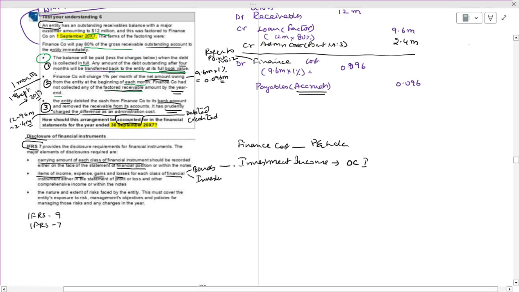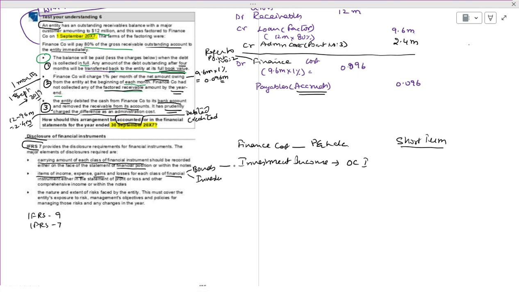Yesterday I told you which one we show in the profit and loss account and which one in the OCI. If it is of a short-term nature, and they have mentioned here 4 months, it means it is short term, so immediately we have to show it in the profit and loss account. This is the standard rule which we are going to follow through all the cases. If it is anything with respect to long term, we have to show it in OCI.